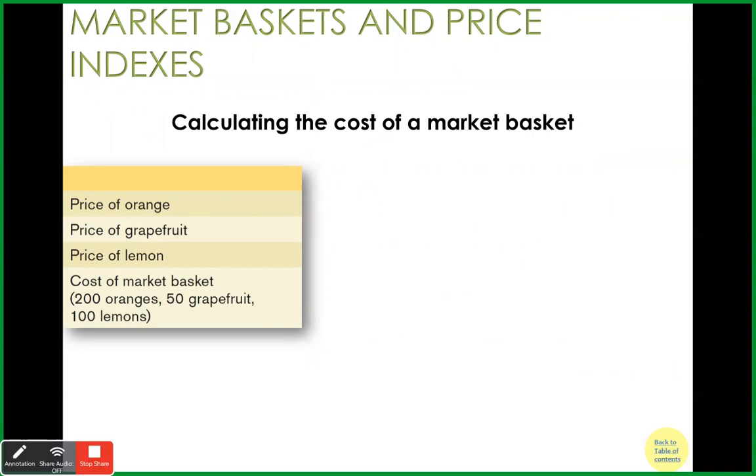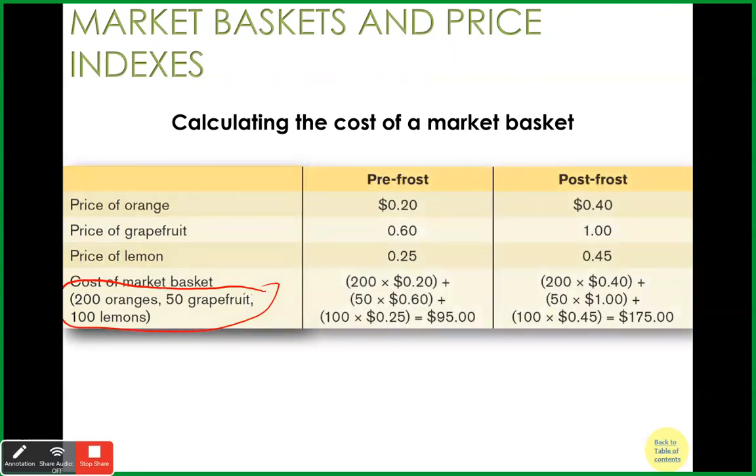We start with a strange or fictional economy. The basket is given by 3 things. Feel free to change them to whatever you like. This is just for example. We look at two points over time, pre-frost and post-frost.